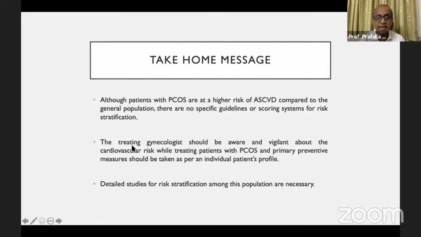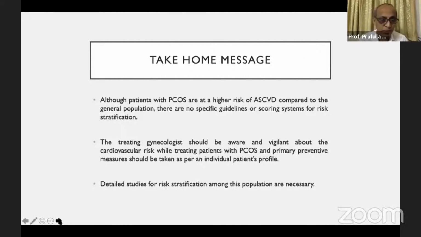Having said that, the treating gynecologists, all of you, should be aware and vigilant about the cardiovascular risk while treating your PCOS patients, and be ready at least to take primary preventive measures. It's all about primary prevention when such patients present to you. Detailed studies for risk stratification are necessary in this patient population, not only in our part of the world, but all over the world. This is absolutely necessary because it adds to the fact that Indian ethnicity PCOS patients are probably at higher risk.